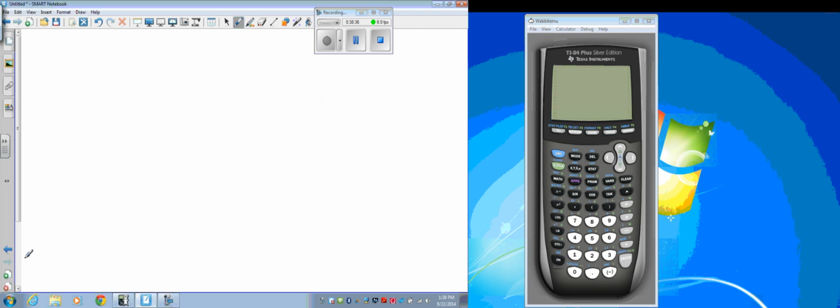So they're going to suggest that what you do is you draw a picture and put the information into that.